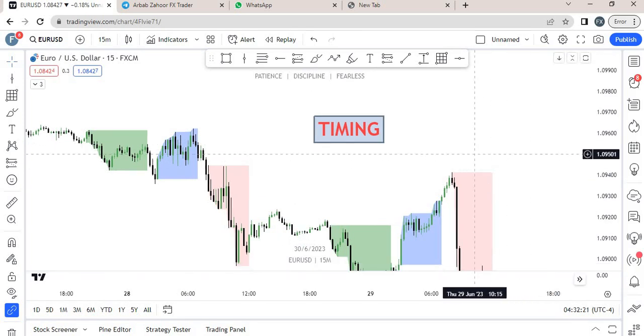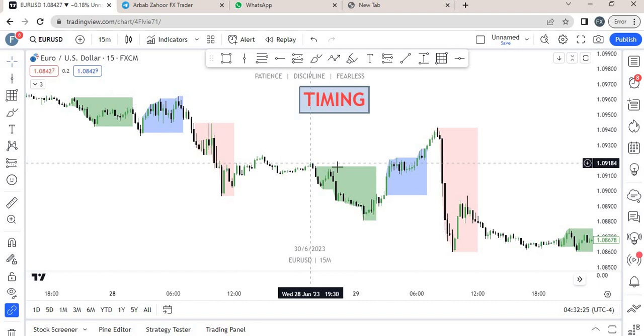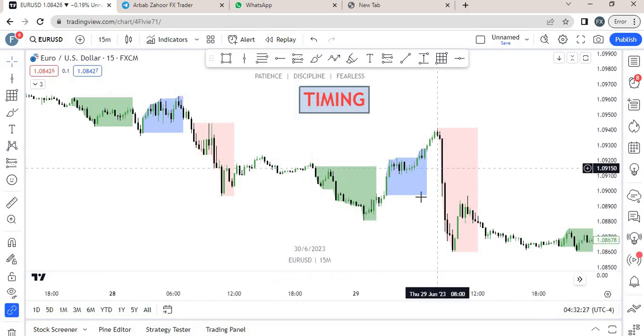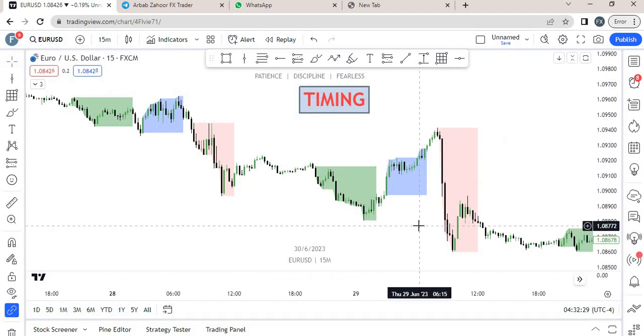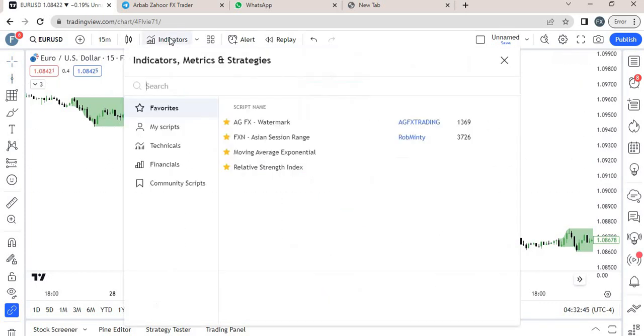After that, we always have 3 sessions every day. We have an Asian session, a London session, and a New York session. In many videos, ICT guys say New York open, London close, Asia open, Asia close, and sometimes you get confused searching for where the time is. So it's very simple: go to the indicator tab and search for FX and Asian session range.